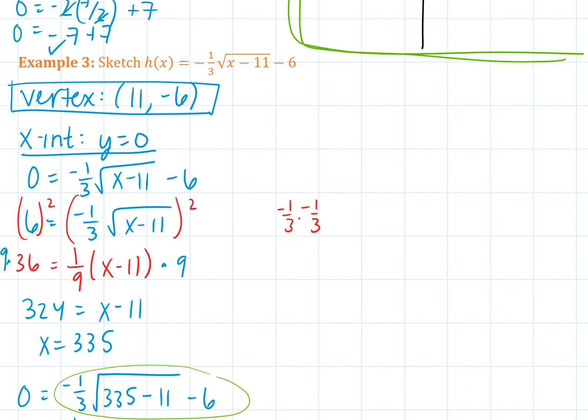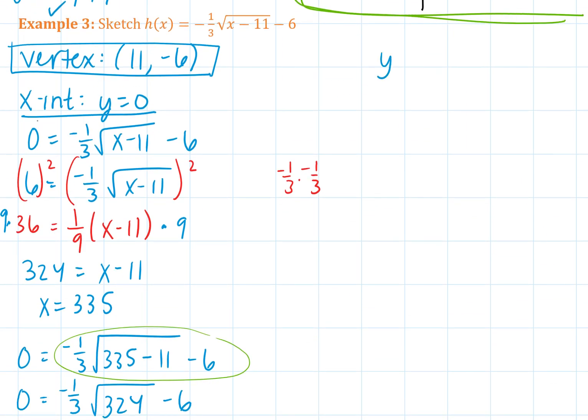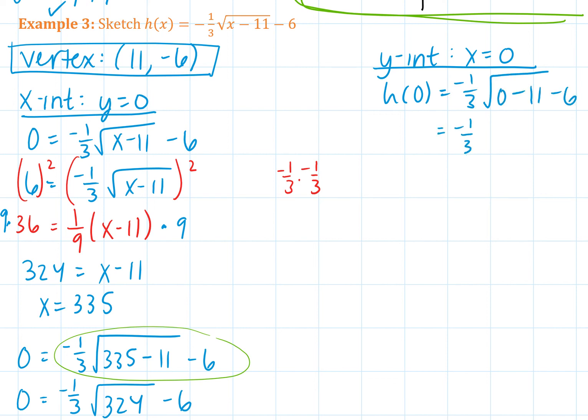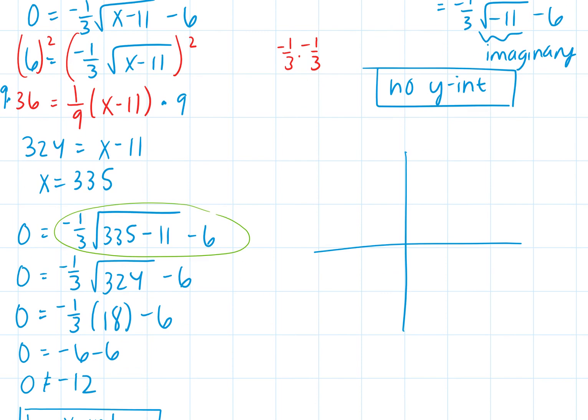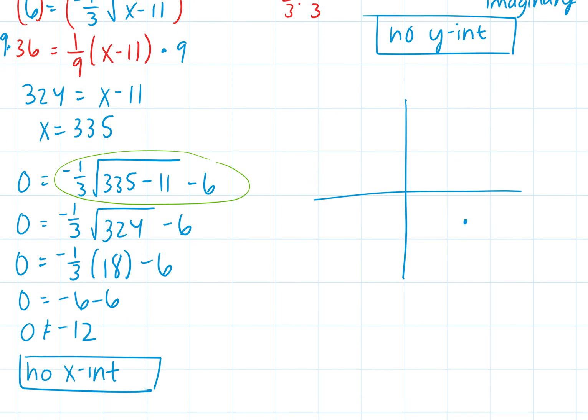Okay, we found the vertex, we found the x-intercepts, or lack thereof. Let's find the y-intercepts and then throw them in a graph. But a negative number and a square root is an imaginary number. We can't plot imaginary numbers, so there are no y-intercepts. Oh, interesting. This function only has a vertex at 11, negative 6, and then no other anchor points.